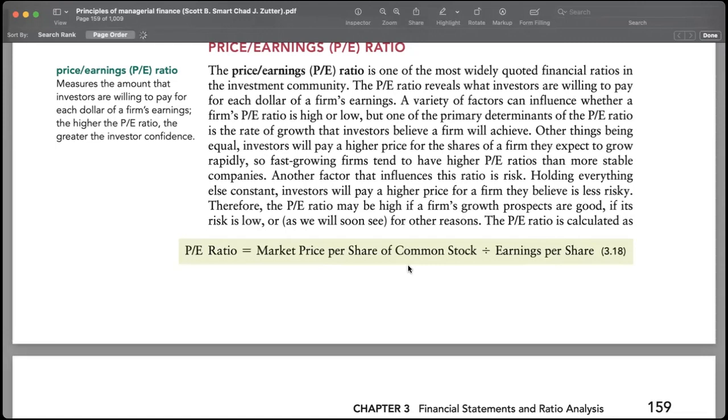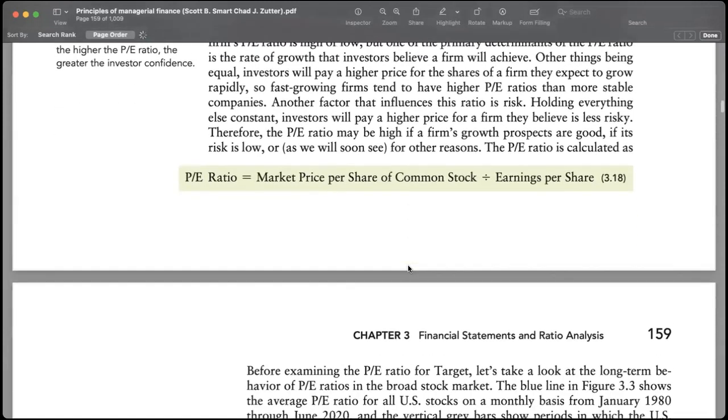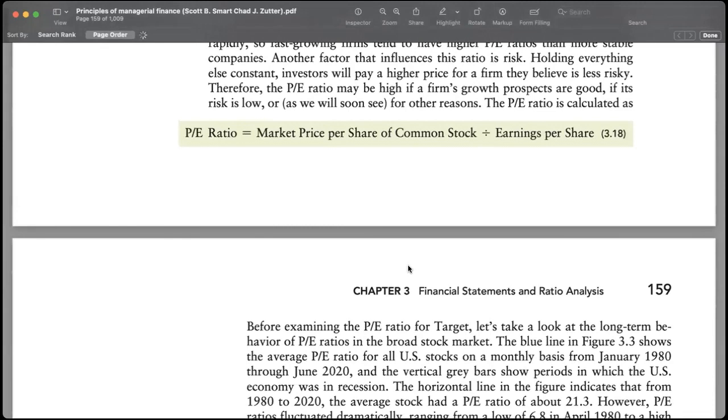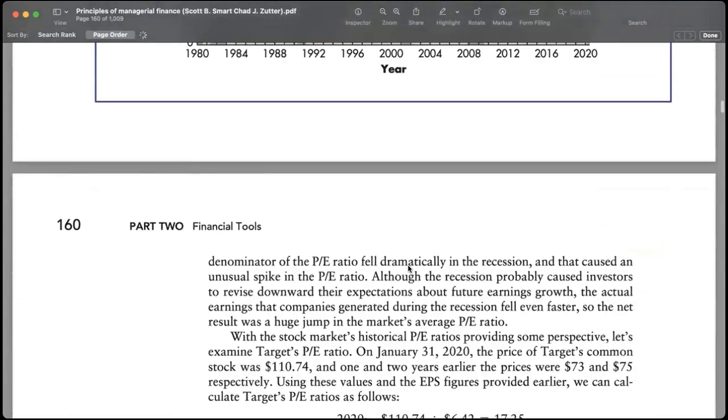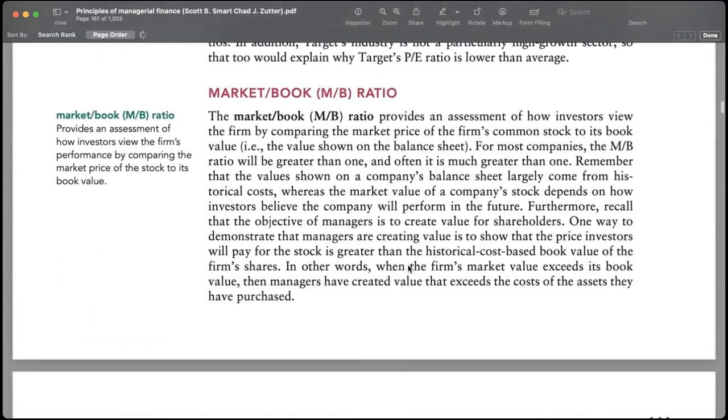So anyway, price earning ratio is a very important indication, normally used by stock market investors. Then what else? Market to book ratio. That means market price per share divided by book value per share. Market price per share, you understand, is the price in the market. But what is book value per share? Book value per share is the common equity value in the balance sheet divided by number of shares outstanding.